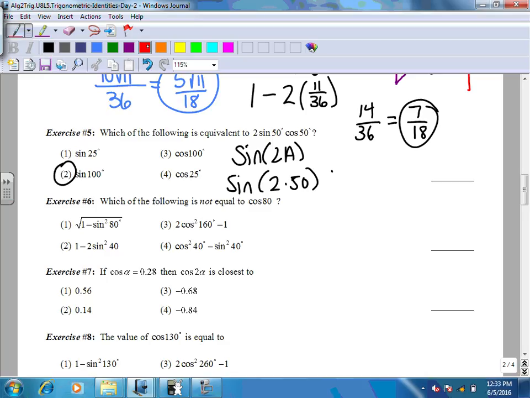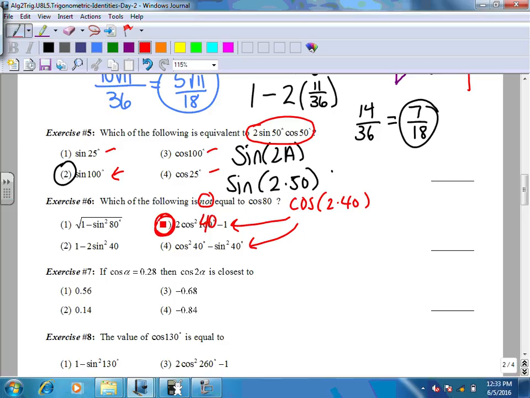But again, don't ever get this question wrong. You could always plug all 4 choices in the calculator. The only one that'll match will be choice 2. Okay. Similar for number 6, which is not equal to cosine 80. Now, cosine 80 could be cosine of 2 times 40, which would be cosine squared 40 minus sine squared 40. That could be 1 minus 2 sine squared 40. Wait, that should say 2 cosine squared 40 minus 1. So that one is not equivalent.